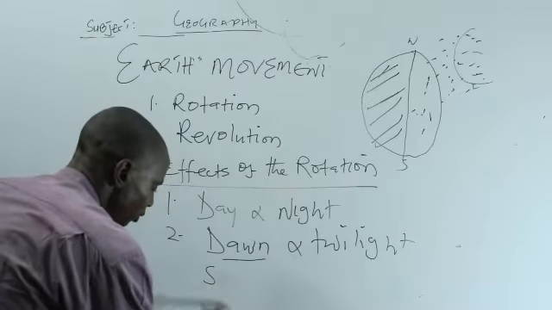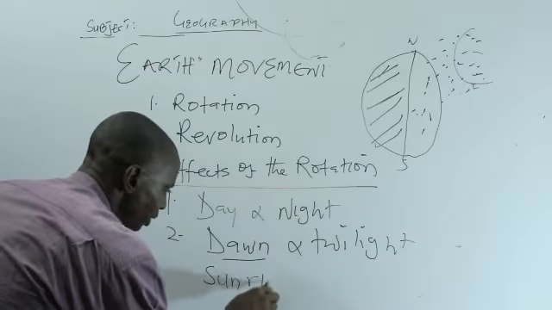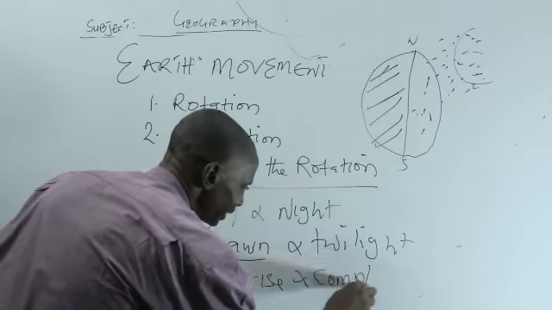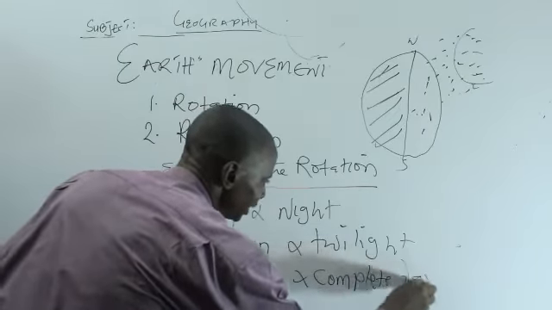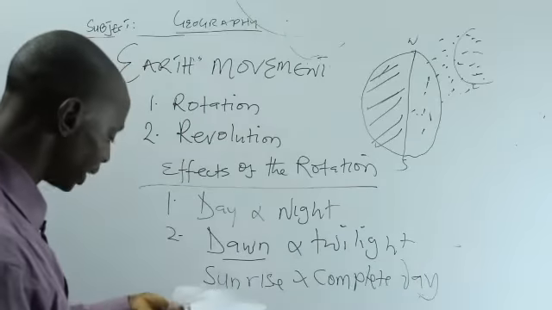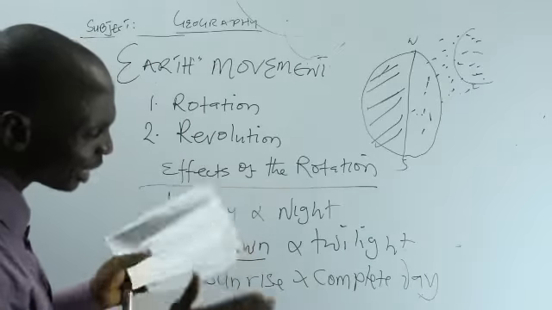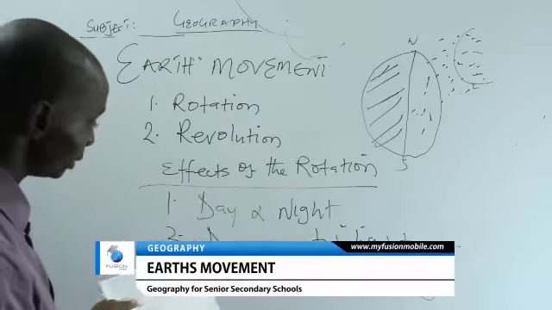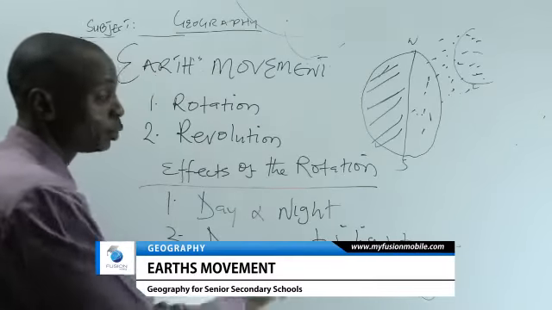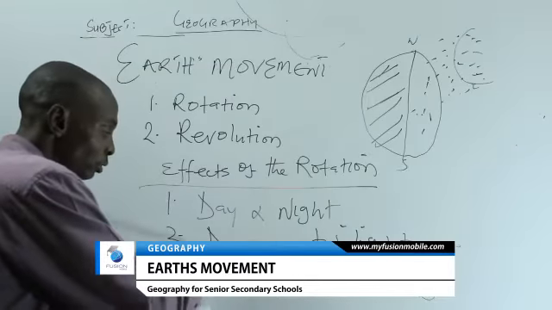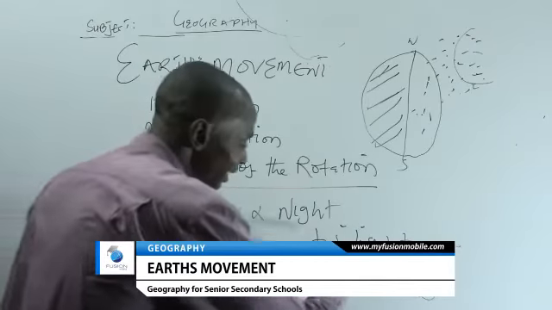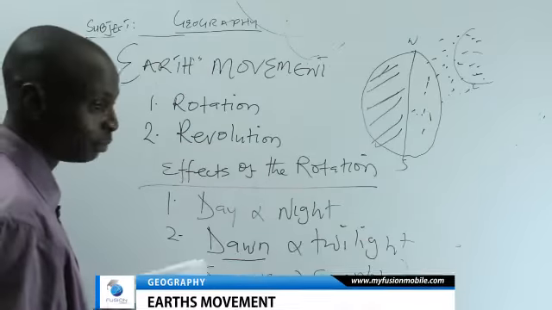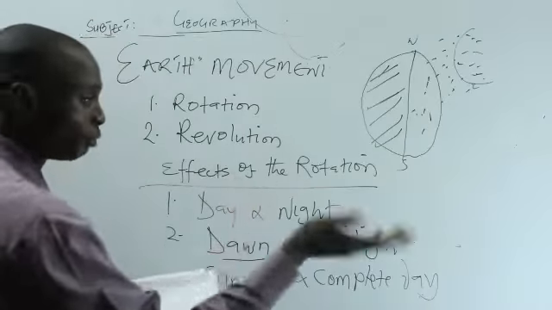Sorry, let me write it very well. The sunrise and complete daylight. That is what we mean by dawn. That is between 5:30 a.m. and 6 a.m. in the morning. We call it the dawn. Then twilight is the opposite of dawn. It is the period between the sunset and the complete darkness. Maybe around that time. It varies from place to place.